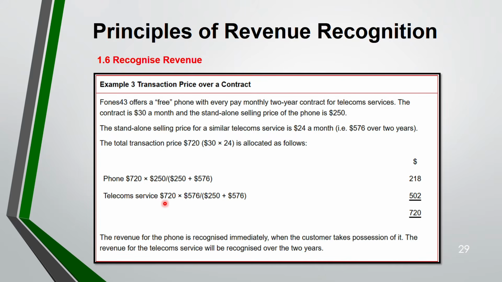And then next you do for the telecom service similarly, that is 576 over total into 720, and total you have to get 720. This 720 is allocated among phone and telecom service.